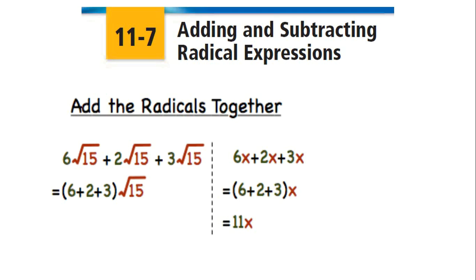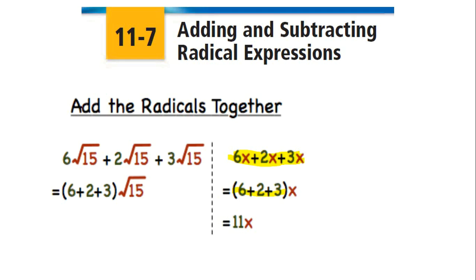plus 3 radical 15, it is exactly the same as if we are adding algebraic expressions with like terms, as you can see here. These three terms are like terms. Why? Because x and x and x are the same in everything, in the exponent, in the variable itself. So we could add the 6 and the 2 and the 3 together, and we put x outside. So the answer is 11x. 6x plus 2x plus 3x is equal to 11x.